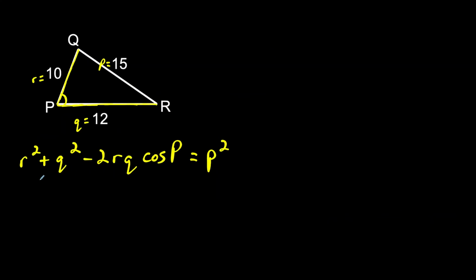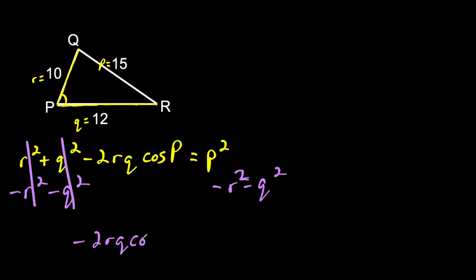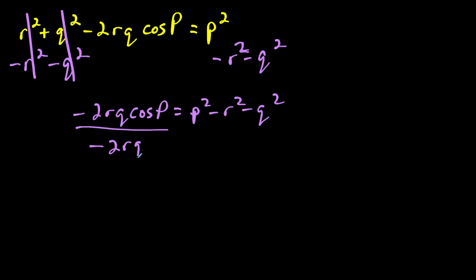Now, one last thing I want to mention is that I've had students in the past that prefer this style of solving. What they prefer to do is solve for angle P first in terms of all these variables, and then plug everything in. So if you do minus r squared minus q squared on both sides, we can start to isolate this cosine P term. So we have negative 2rq cosine of angle P equals p squared minus r squared minus q squared. Now from here, we could divide both sides by negative 2rq, and that gets us to this step where we have cosine of angle P is equal to this.